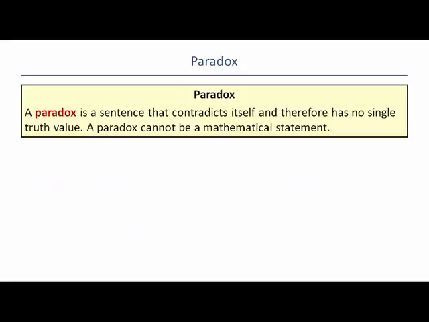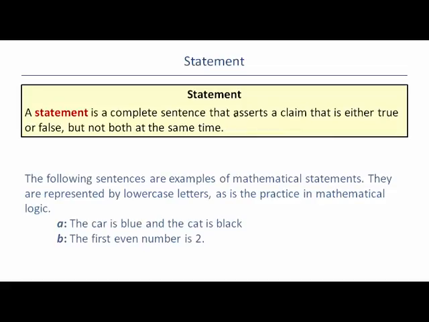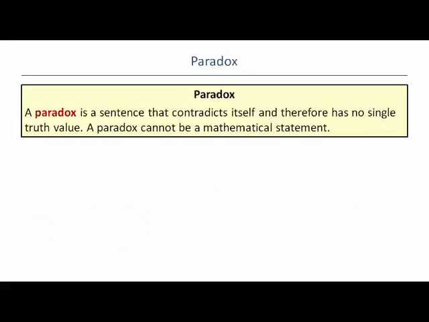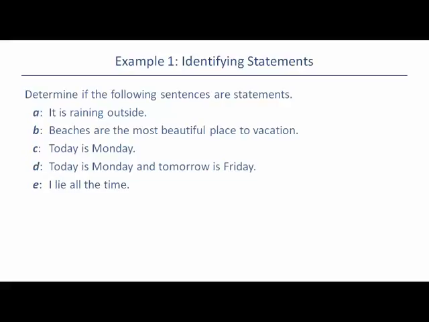Okay. A paradox is a sentence that contradicts itself and therefore does not have a single truth value. So a paradox cannot be a mathematical statement because it doesn't follow the rules, right? A statement has to be either true or false. It can't be both at the same time. A paradox contradicts itself, so therefore it's not true and it's not false, and it's kind of both at the same time. So it's almost the exact opposite of a statement.